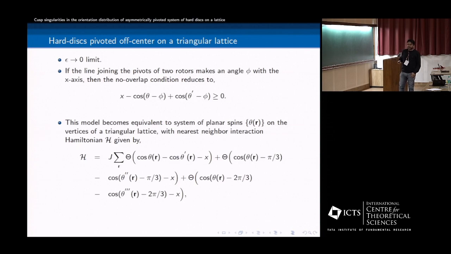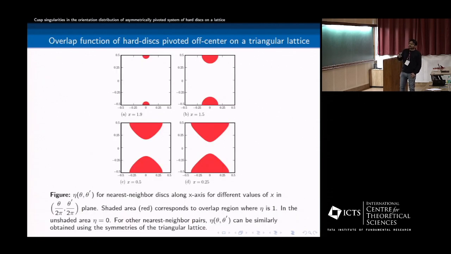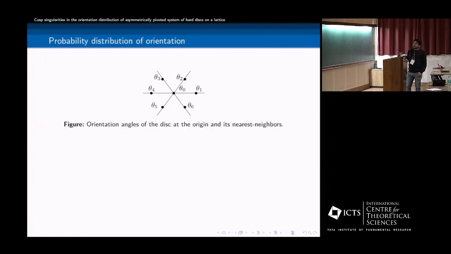Okay, so where J tends to infinity, and this is the model, right? And where these are the neighbors. Okay, so here also you can write the overlap function. It's all known. Now comes the probability distribution.